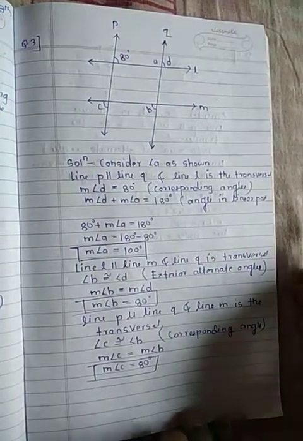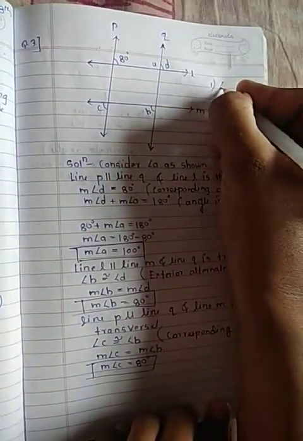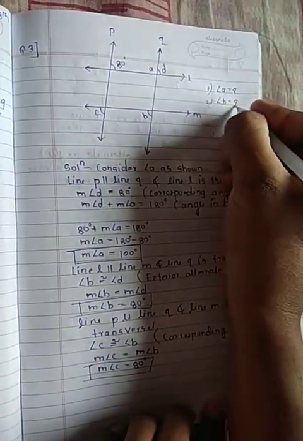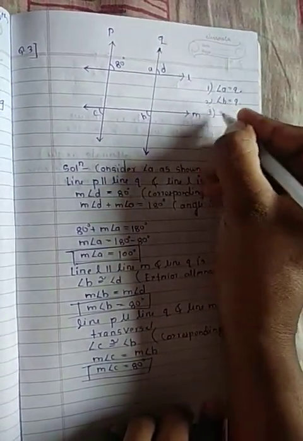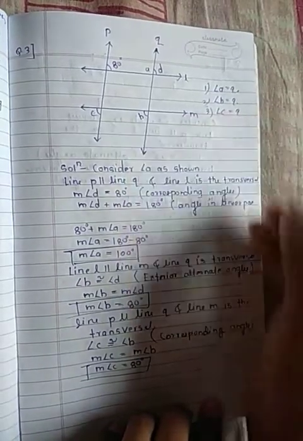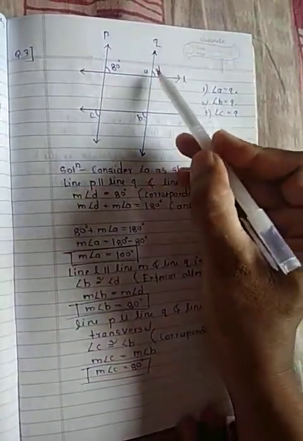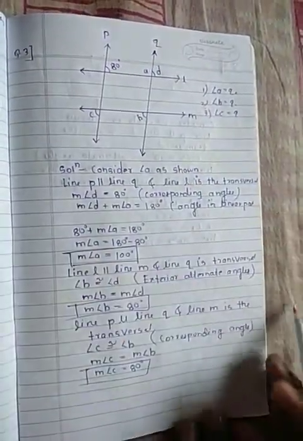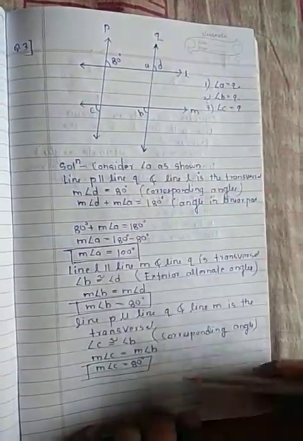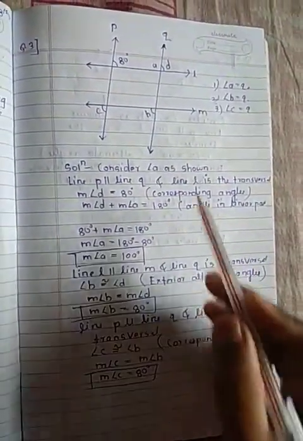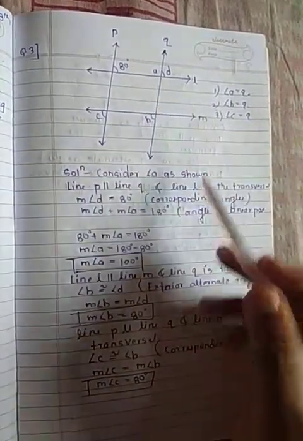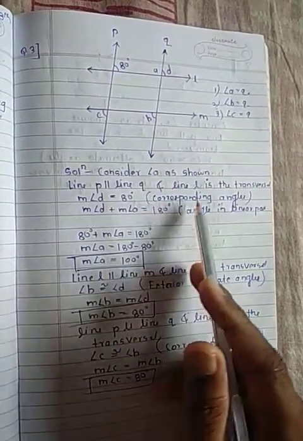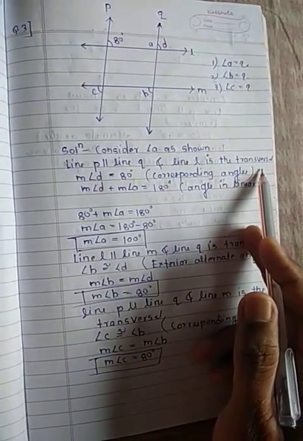Okay, students. So we have to find angle A, angle B, and angle C, and we also consider angle D. So how to find angles A, B, C? We have to see in this example. Consider angle A as shown. Line P is parallel to line Q, and line L is the transversal.